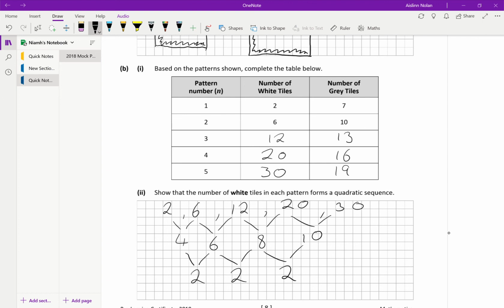So you'd have to write there, because the second difference is always equal, this sequence is quadratic. Alright, so that's A and B for question 6.